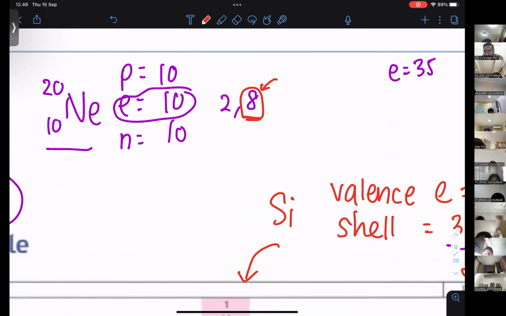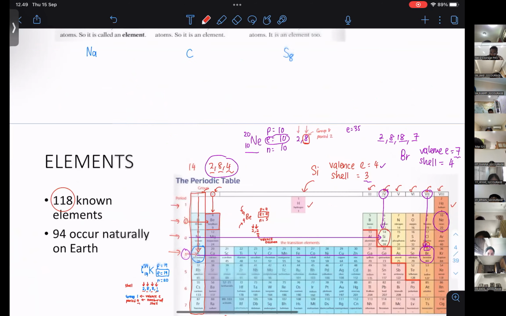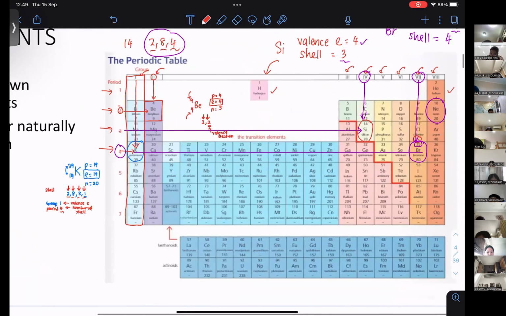So they will come under group number 8. And then you can see how many shells: 2 shells. So it means that they will be in period number 2. So if you look over here, group 8 and then period number 2. I just want you to remember this, yeah? So this one is done.